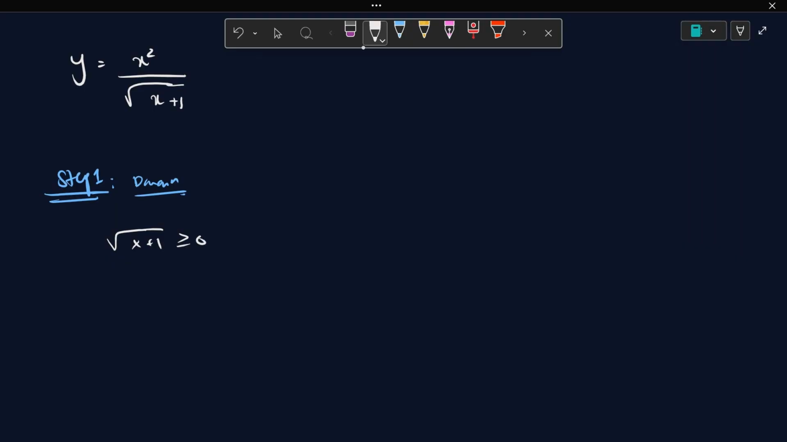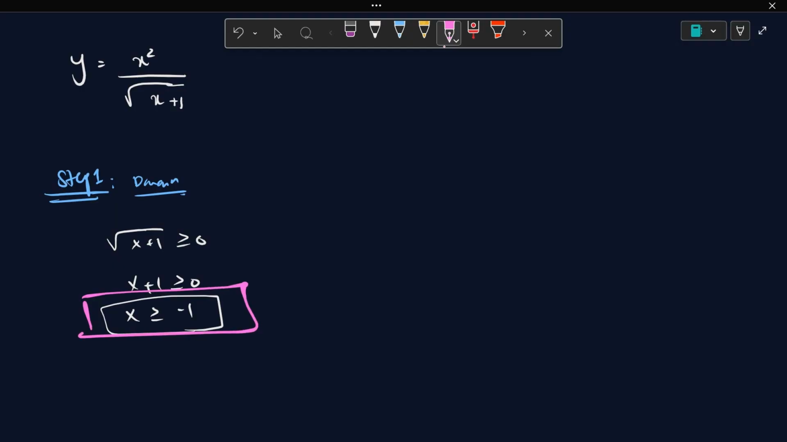Now the square root is gonna go to the other side, so I'm only left with this one, so I can basically have x is greater than or equal to -1. Okay, so this is my domain. I have just figured out my domain in this case, the domain of the function. Now what is gonna be my step 2?